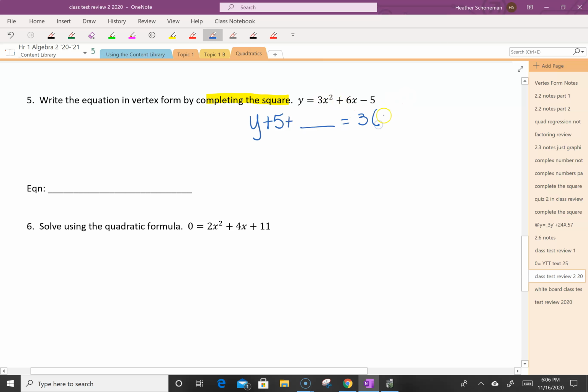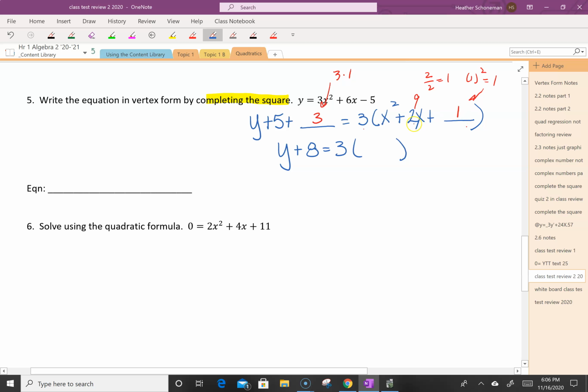So I'm going to factor out a positive 3, leaving me with x squared, 6 divided by 3, so I have 2x plus blank. To fill in this number here, I'm going to take 2 divided by 2, which is 1, and then I'm going to square 1, which is 1. Okay, but I didn't add just 1, I added 3 times 1, so that's how I get the 3 there. So to simplify it, 5 plus 3 is 8, equals 3, and now I need to factor that.